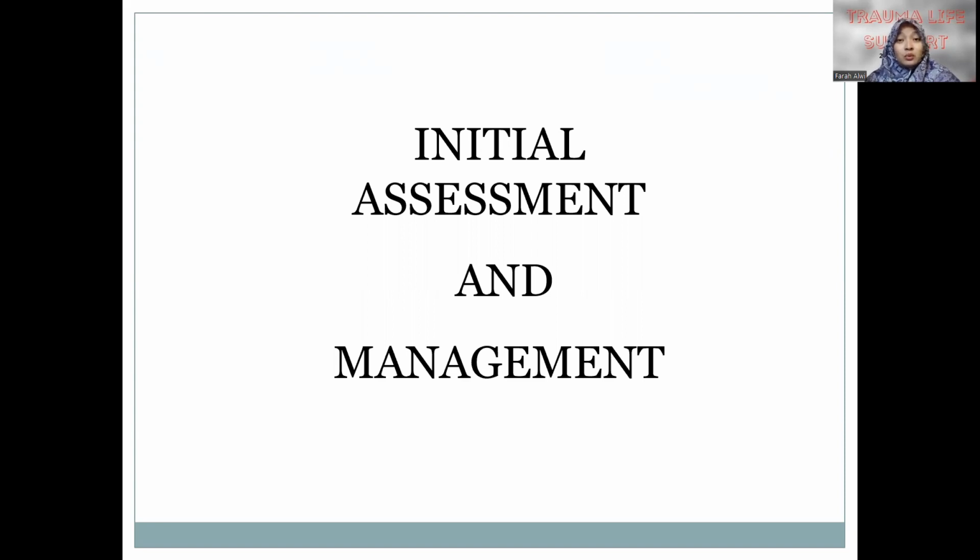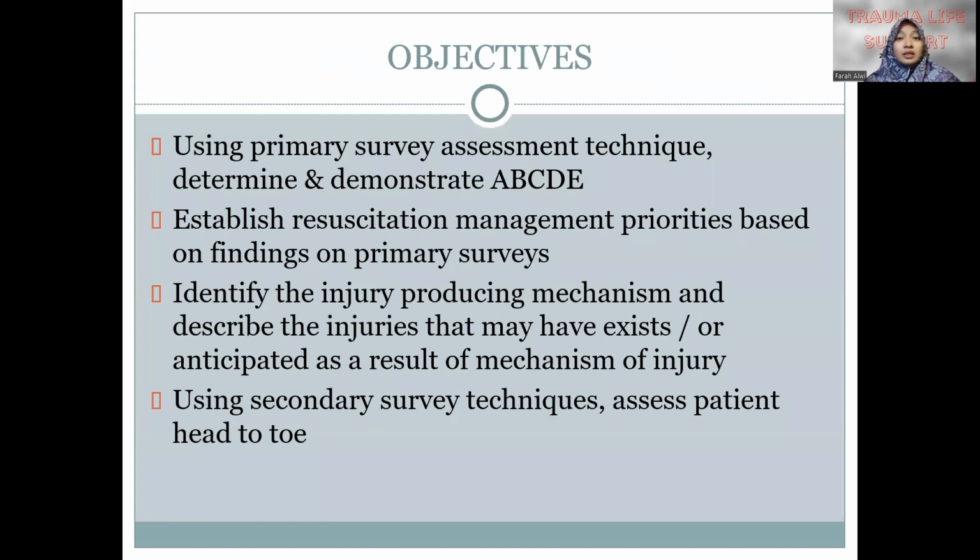My topic for today will be initial assessment and management of trauma patient. The objective for this topic is basically I'm going to talk about primary survey, how to perform primary survey, the initial resuscitations of trauma patients, and how to identify injuries in trauma patients. I'll be talking about secondary survey techniques as well. These are just theories. You will be able to perform the primary surveys and secondary survey when you do your practical sessions.